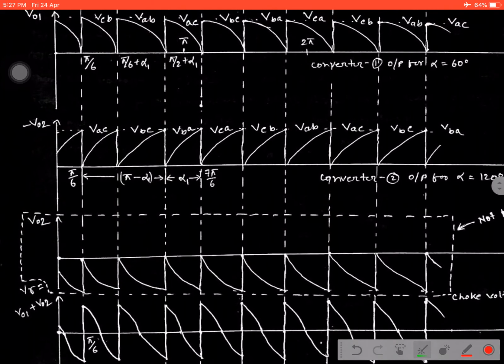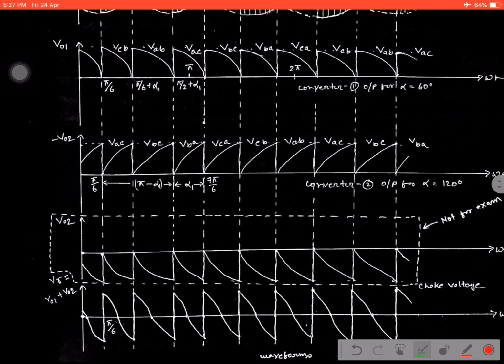See, we have taken this particular region and this region, where VAB is involved, pi by 6 plus alpha 2, pi by 2 plus alpha 1, and where minus VBC is involved. After adding these two parts, we get this kind of shape, which is called the instantaneous voltage difference. So how is it possible?